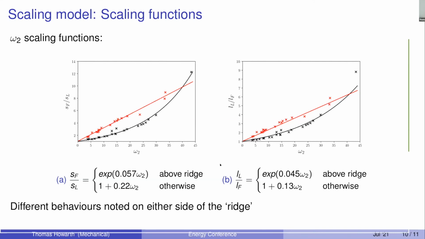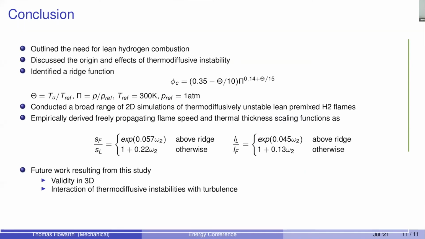Similarly, we found the inverse scaling for thickness. So we found that the flame gets thinner, and that it is exponentially thinner above the ridge, and linearly, hence inversely, thinner below the ridge, which we think is quite interesting. We're currently trying to investigate that.